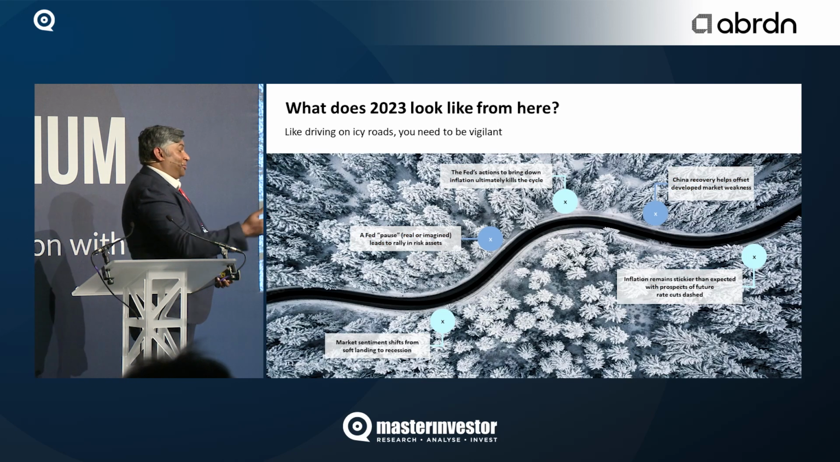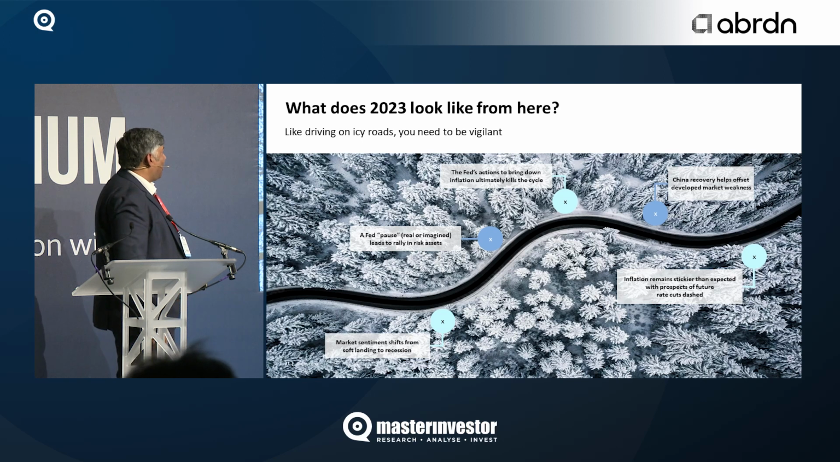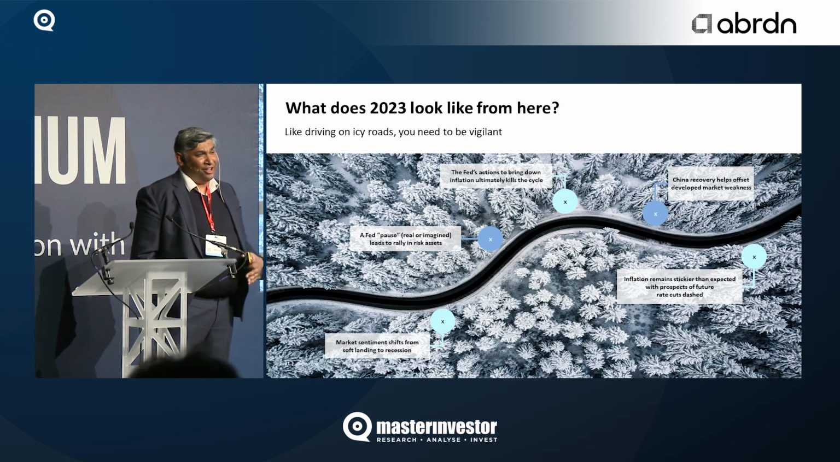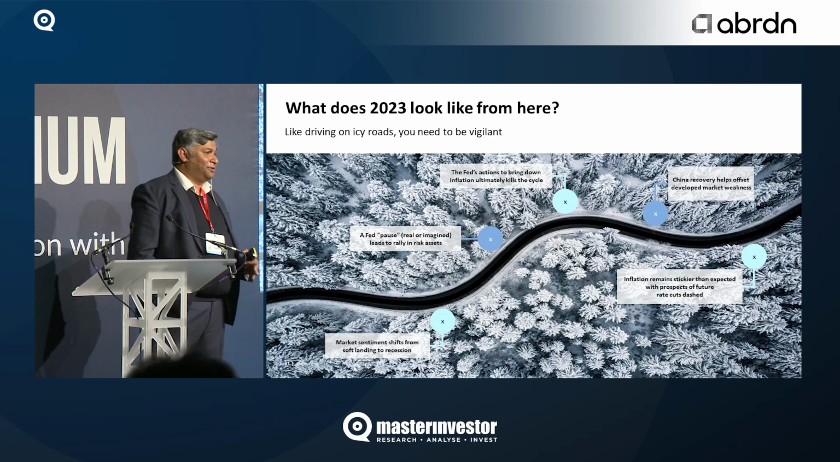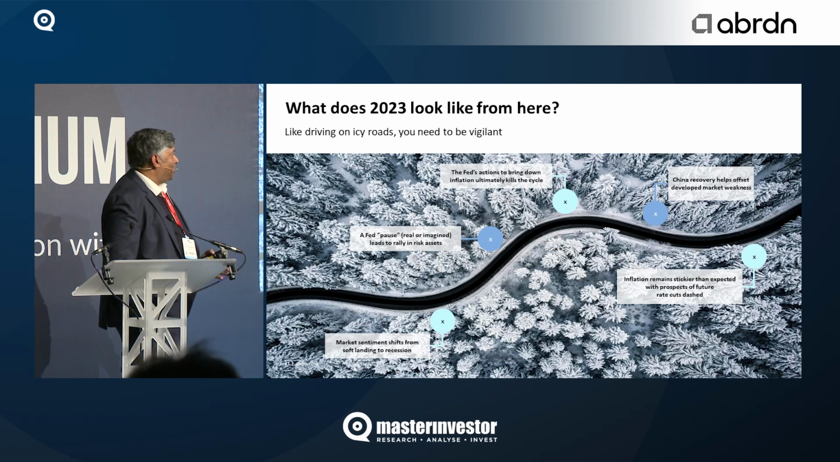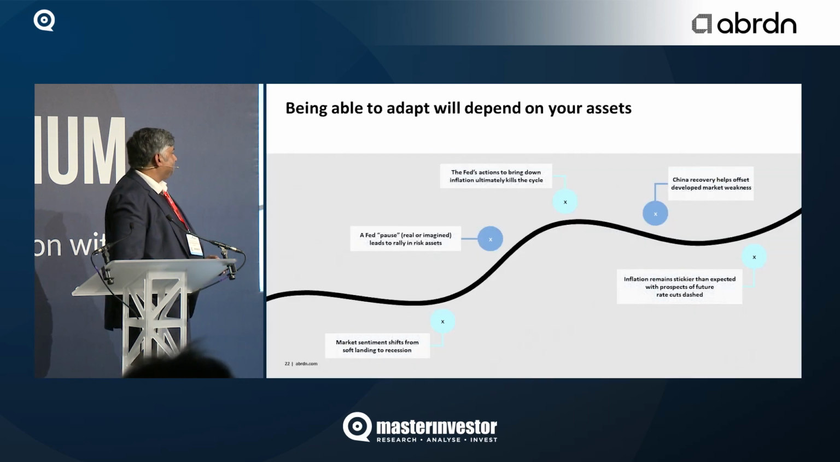So where do we go from here? The road was sort of bumpy at the time, and it's going to continue to be bumpy. So if we look at 2023, I describe it a bit like driving on an icy road. You just have to be really careful and be really vigilant. We don't really know what's going to be around the corners, but we'll give you a bit of context of what we're thinking about.